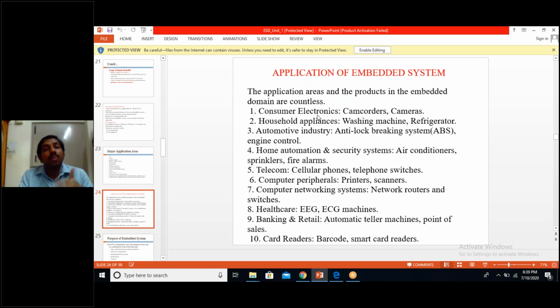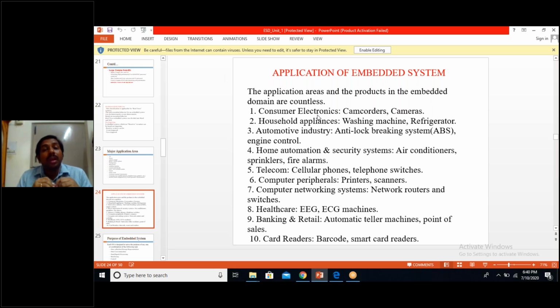So one more classification they have given. These products are n number of, and they are countless. Because day by day, many embedded systems applications are coming into the picture, and they are categorized into certain categories. First one is consumer electronics. Camcorders and cameras come under consumer electronics. Household appliances such as washing machine, refrigerator, the televisions come under household appliances.